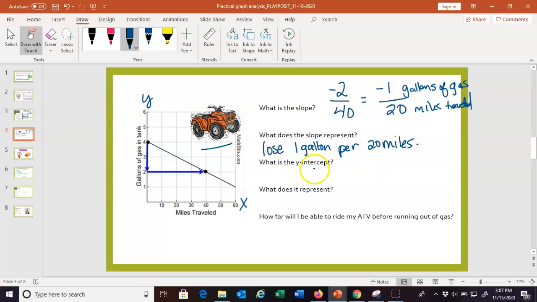All right, what is the y-intercept? Here the y-intercept is 4. For what? 4 gallons. So what does that represent? It's helpful to look at the x value at that time. It's 0, so we've traveled 0 miles. We have not gone anywhere. There's 4 gallons of gas. So that always represents, kind of like in the last example, the initial amount, the starting amount. So you're starting with 4 gallons of gas in your tank.